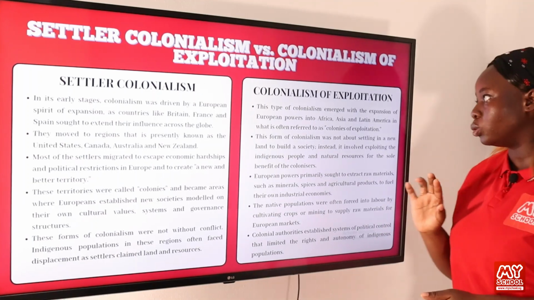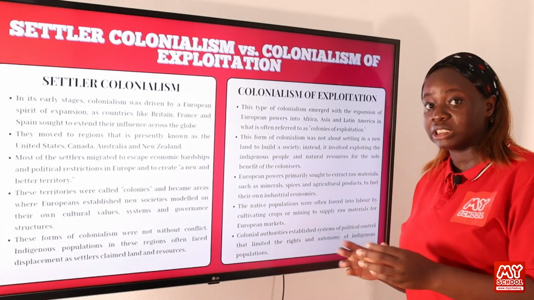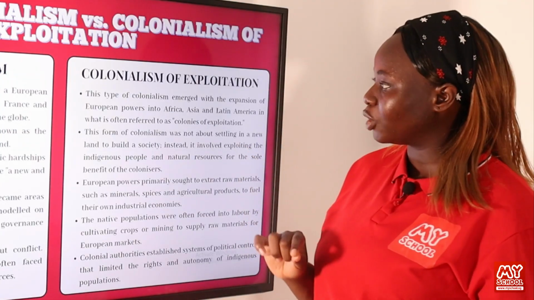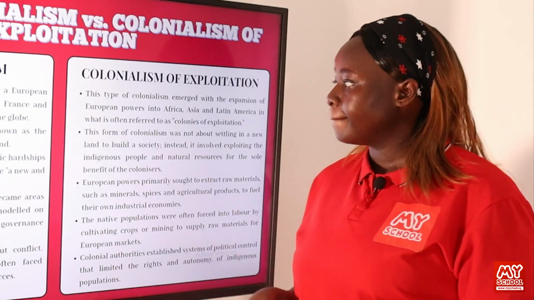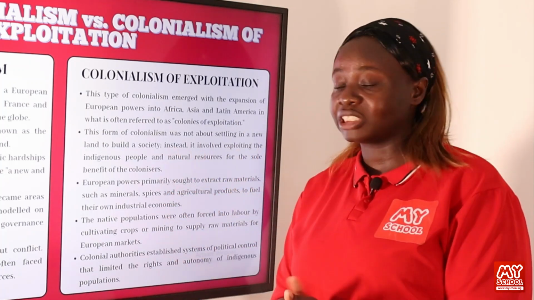Now we're going to move on to colonialism of exploitation. This is the form of colonialism that we're going to focus on in this video lesson, right? It is the type of colonialism that emerged with the expansion of European powers into Africa, Asia, and Latin America. So these are the three continents where the Europeans sought to expand their territories into.